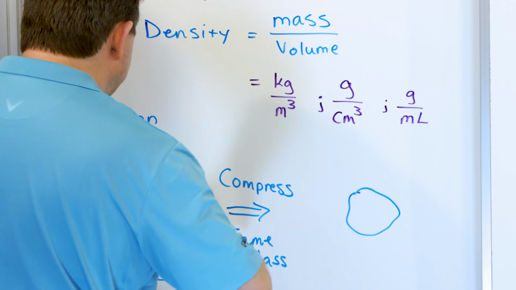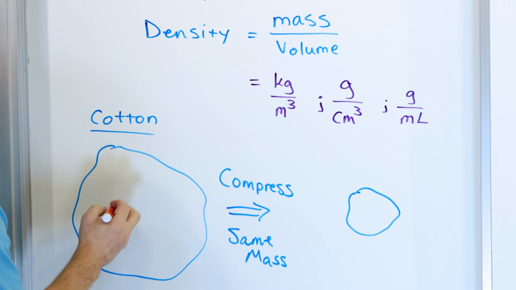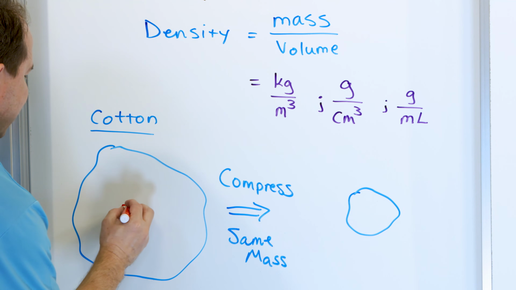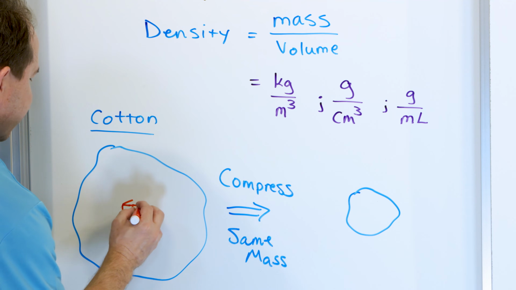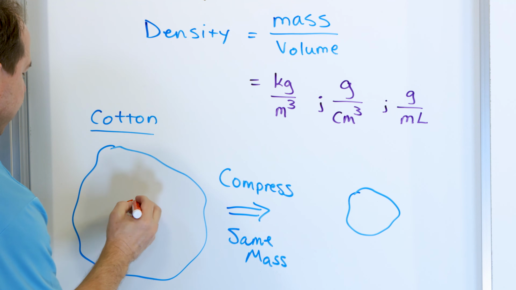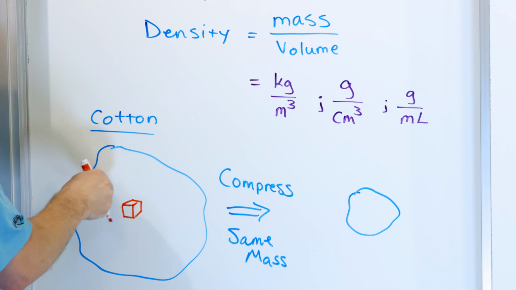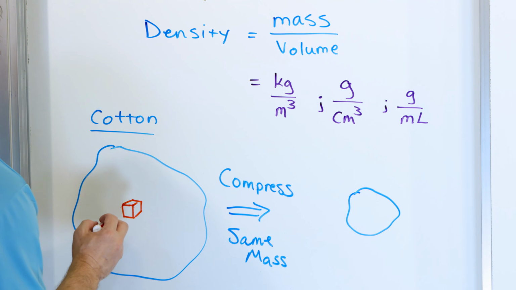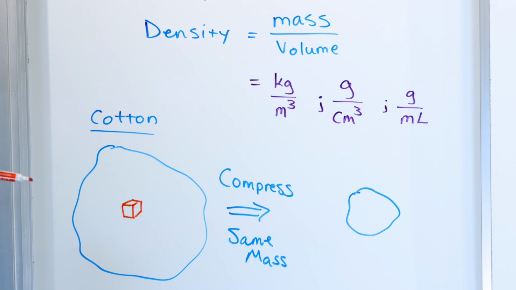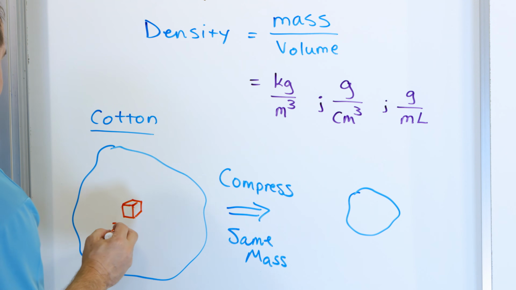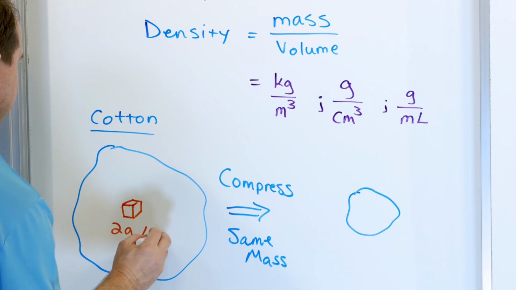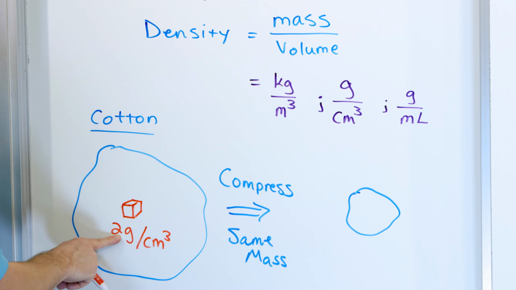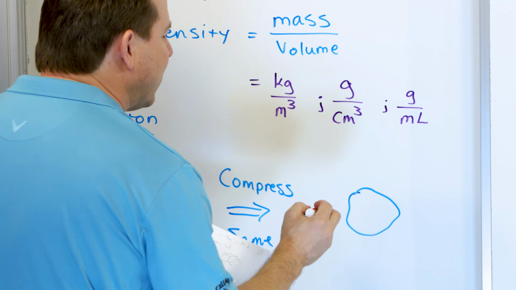So let's just say, for instance, that we look over here at this cotton and we actually carve out, we just get a knife and we cut 1 cubic centimeter out of this thing. So how would you do it? You would literally carve out an exact cube, 1 centimeter on each side. And let's say that when you cut that thing out and you figure out how much mass is in there, it comes out to 2 grams per cubic centimeter. Now you go over here after it's compressed and you do the same thing.